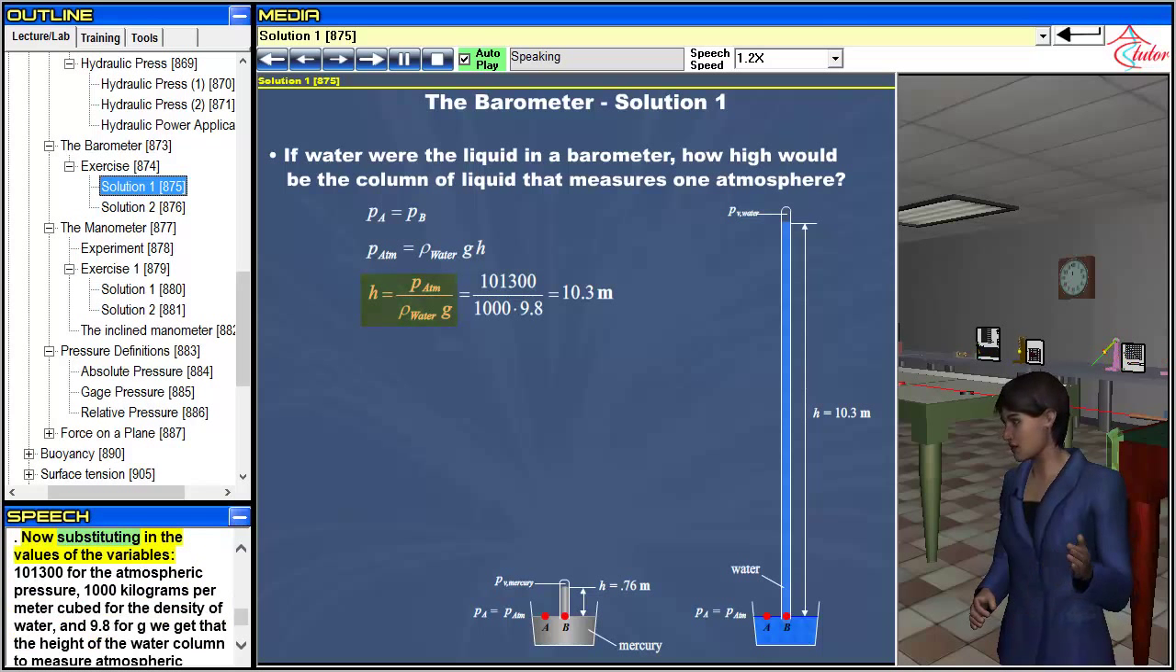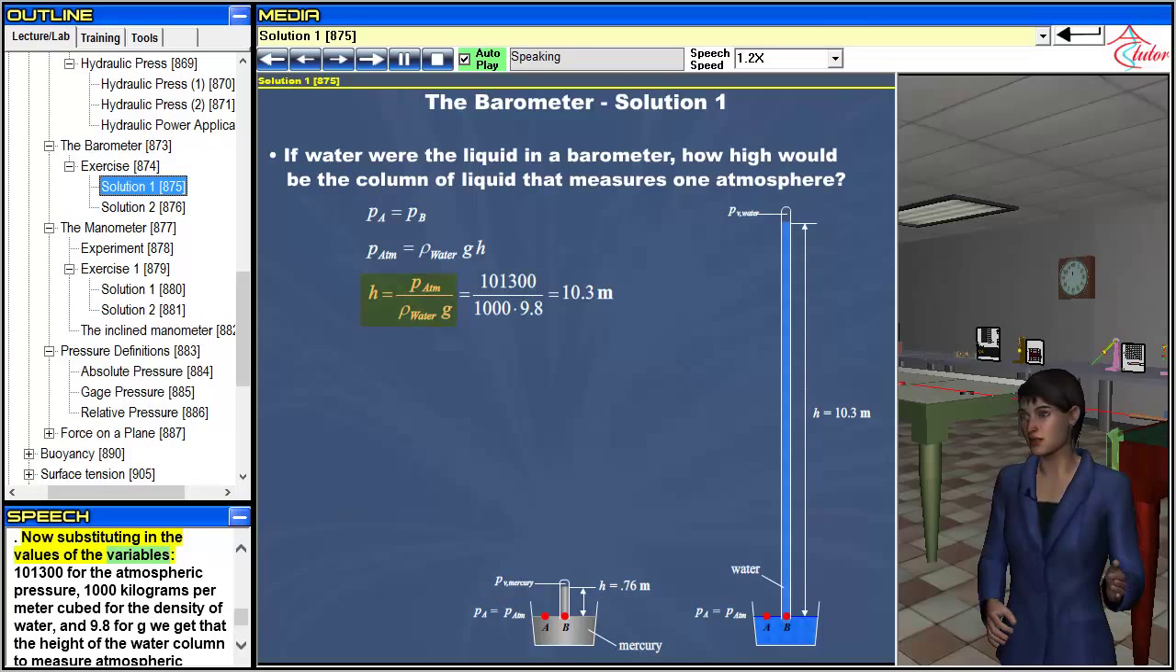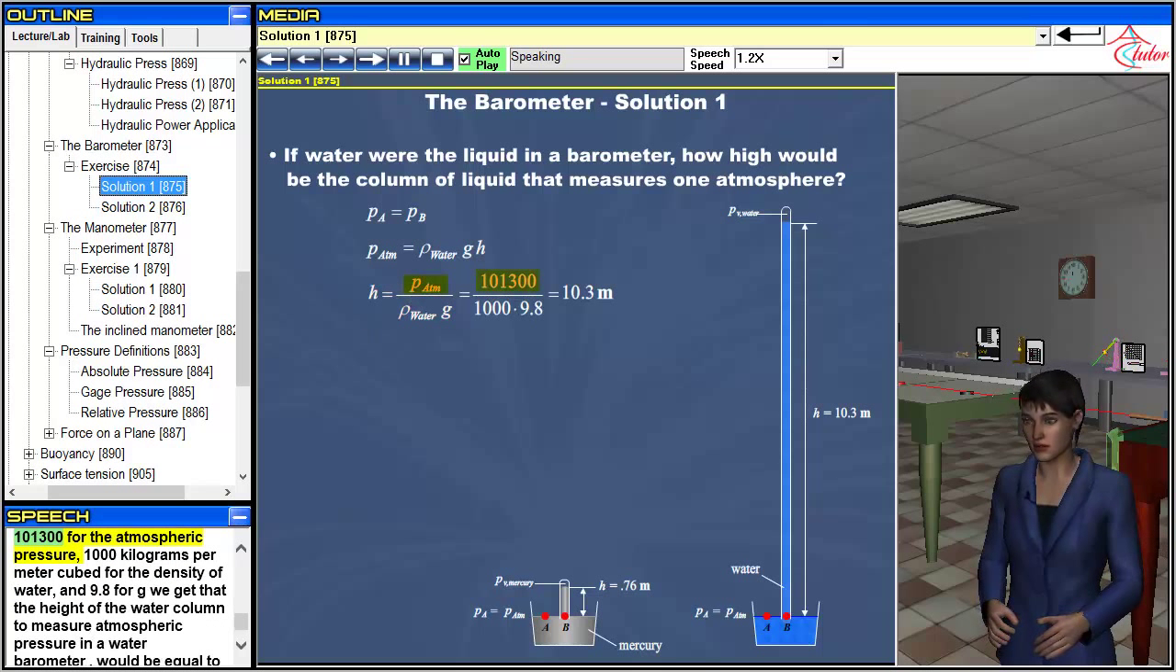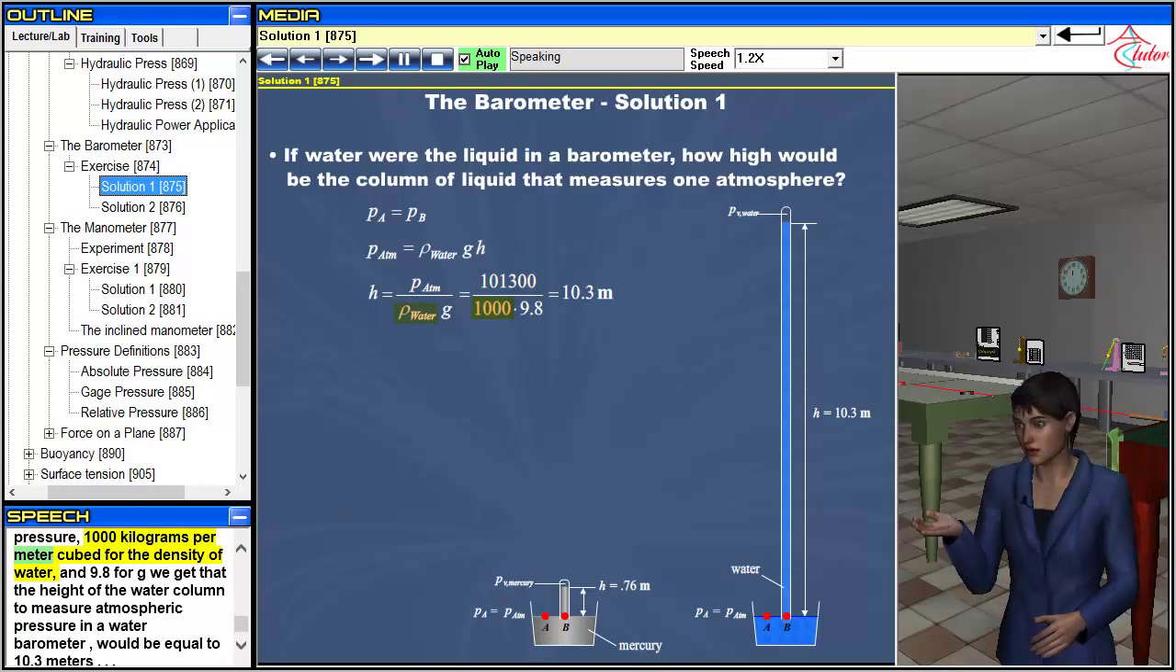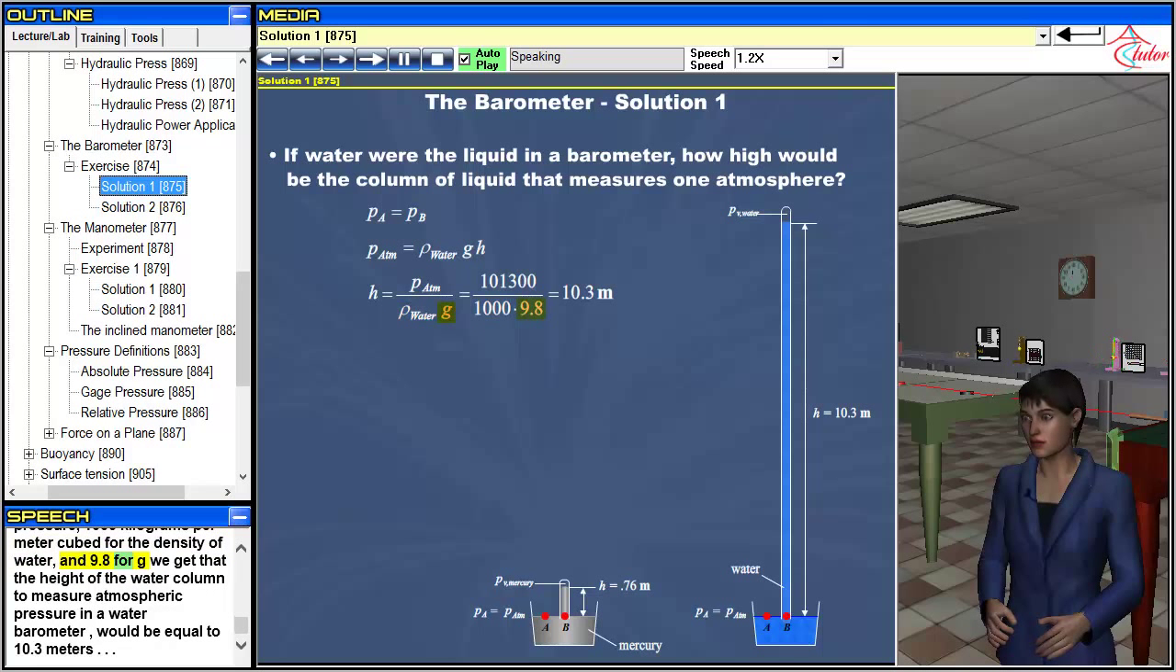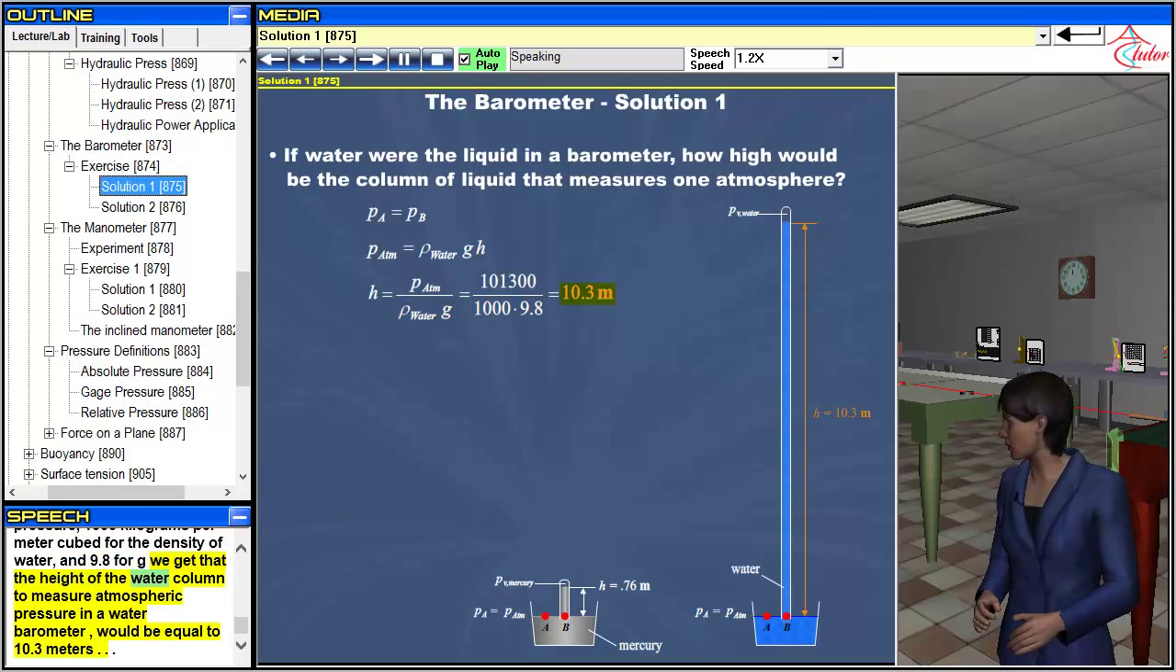By rearranging the equation, we get that H is equal to the atmospheric pressure divided by the density of water times the gravitational acceleration. Now substituting in the values of the variables: 101300 for the atmospheric pressure, 1000 kg per meter cubed for the density of water, and 9.8 for g, we get that the height of the water column to measure atmospheric pressure in a water barometer would be equal to 10.3 meters.